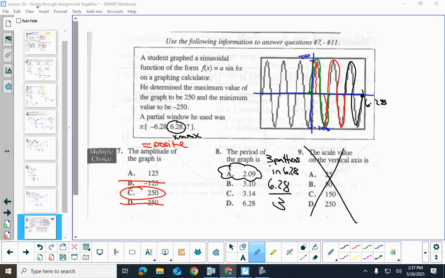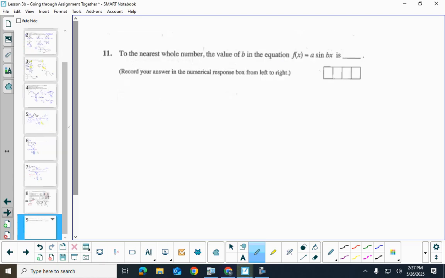So the last question I want to do with you, so we're not going to do number 9. We're not going to do number 10. We just have to do number 11. Okay. So again, when we're doing numeric response, you always start on the left side, and if you have blank squares, they're going to appear on the right. Okay, so we always start on the left and may or may not use up all 4 squares. So it says to the nearest whole number, so again, no decimals, the value of b in the equation.